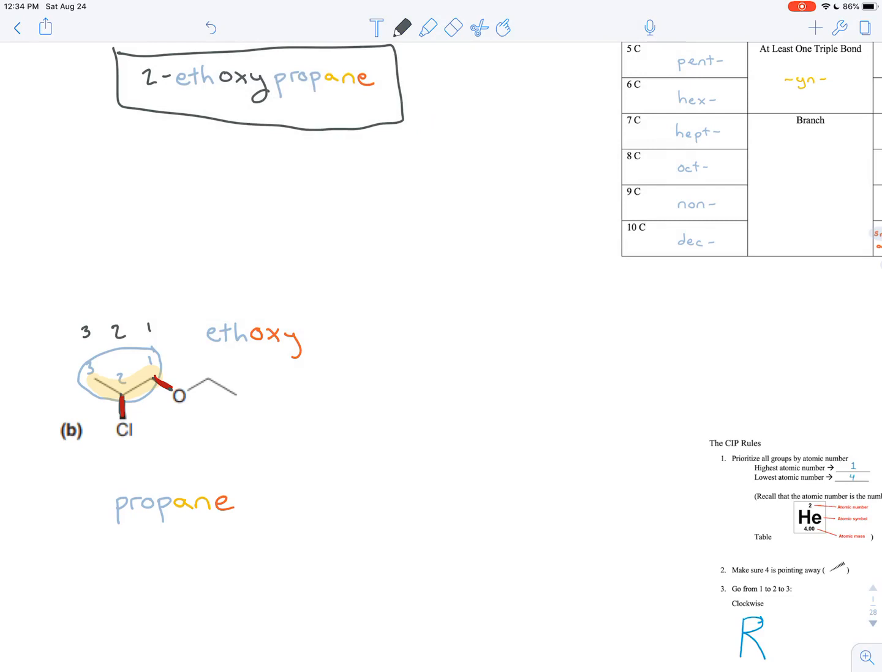So we'll number it right to left here, and that means that the ethoxy branch is coming off of carbon 1. So it's 1-ethoxy, and the chlorine, the Cl, excuse me, is coming off of carbon 2, so that's our first step in naming that.